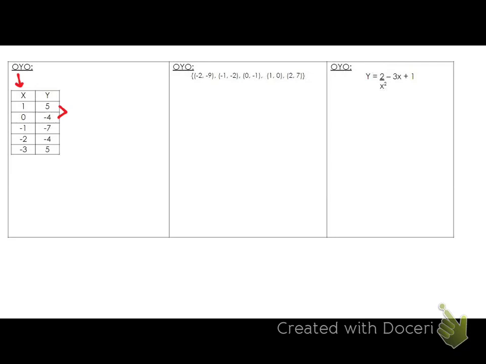So how do I go from 5 to negative 4? What am I going to have to add or subtract to 5 to get to negative 4? Minus 9. So 5 minus 9 will get me to negative 4. What about from negative 4 to negative 7? Minus 3. Good. And then the next one is plus 3, and the next one after that is plus 9.